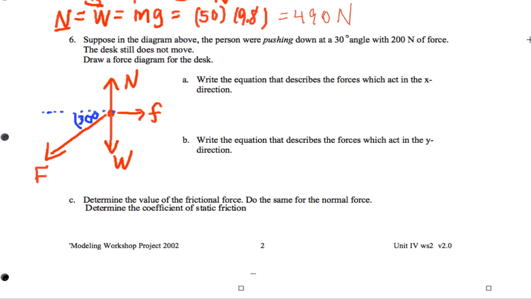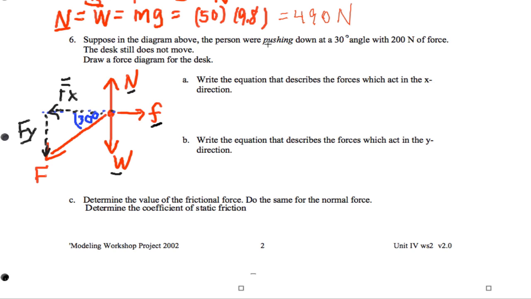Now, what's going to happen in this problem is that we're going to go ahead and split this force F into an X part and into a Y part. Whenever you have a force at an angle, you actually have to do that. So let's take this force, and I'm going to have an Fx, and I'm going to solve for an Fy. And so you see in the X direction we have F and Fx canceling. And in the Y direction we have N, W, and Fy.